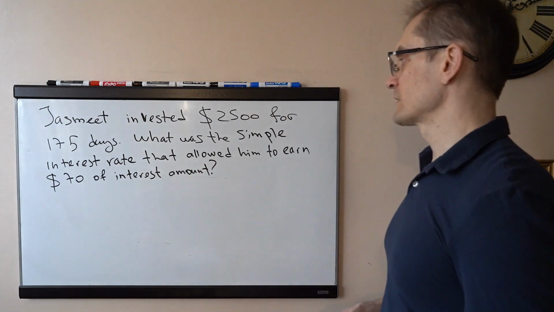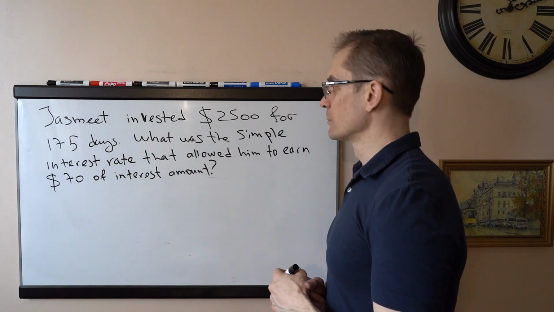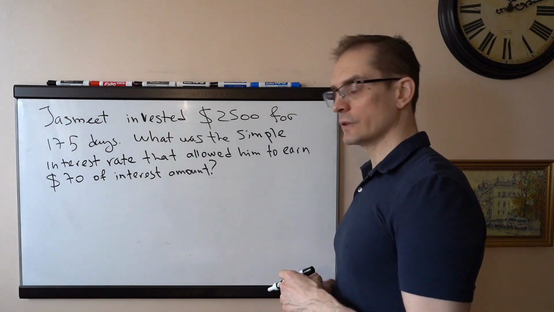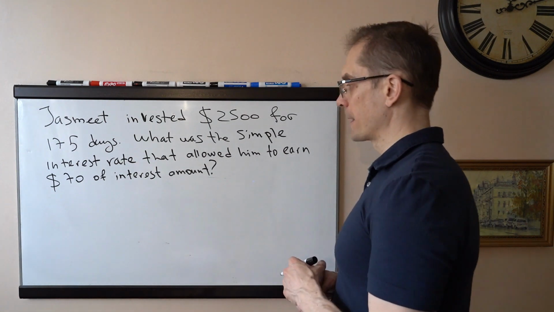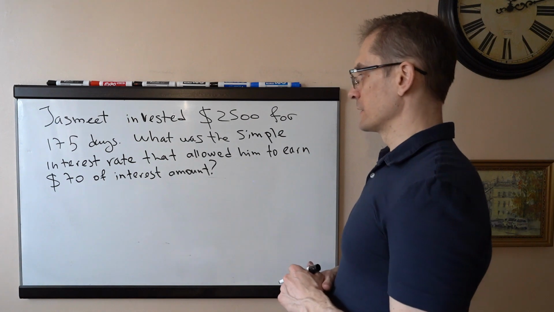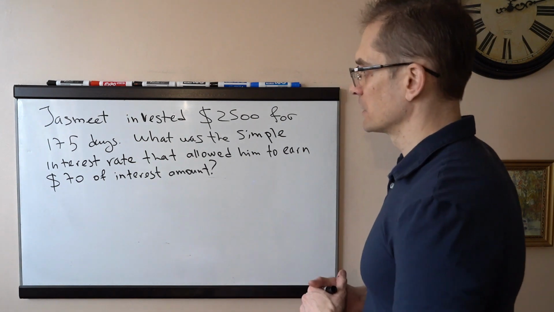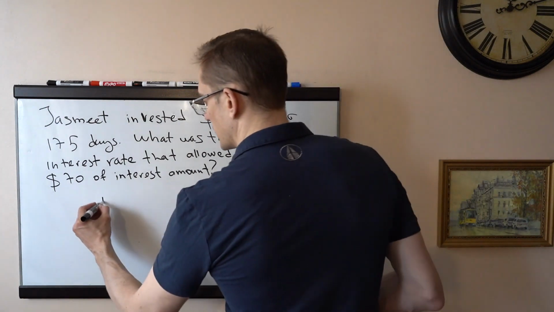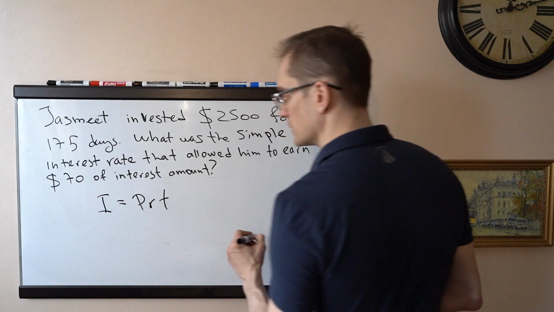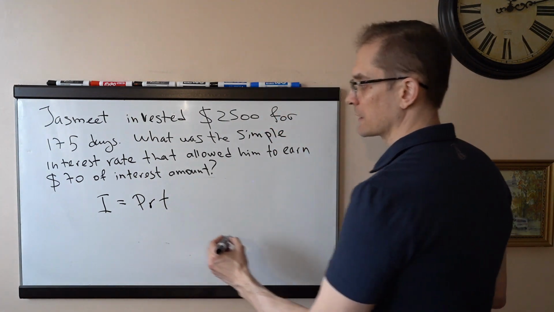So Jasmeet invested $2,500 for 175 days. What was the simple interest rate that allowed him to earn $70 of interest? In this problem, we need to find the rate. We know how long the investment was for. Again, interest is PRT, and all we need to do really is plug values in.